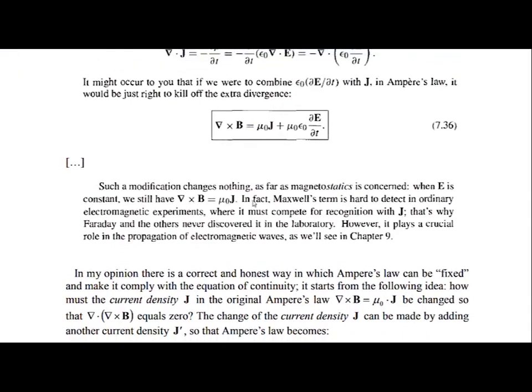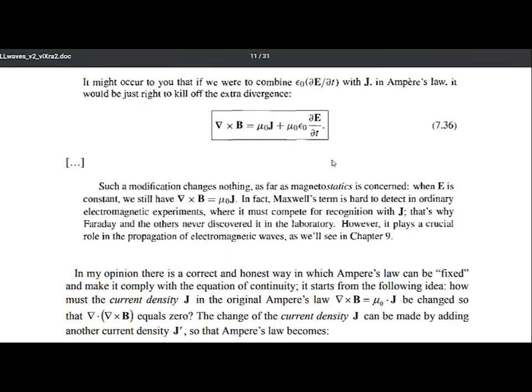Such a modification changes nothing as far as magnetostatics is concerned, where the electric field is constant. There's no change in the electric field, so this term would be zero, and we still have the original Ampere's law. In fact, Maxwell's term is hard to detect in ordinary electromagnetic experiments, where it must compete for recognition with current density. That's why Faraday and others never discovered it in the laboratory. However, it plays a crucial role in the propagation of electromagnetic waves, as we will see in Chapter 9.